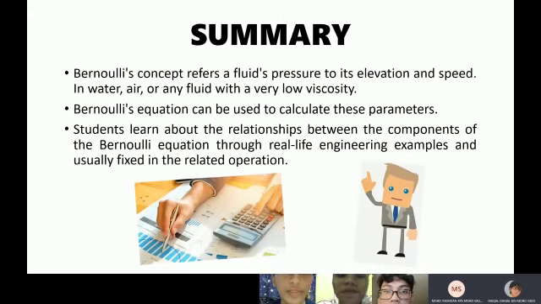For the summary, Bernoulli's concept relates fluid pressure to its elevation and speed in water, air, or any fluid with a very low viscosity. The Bernoulli equation can be used to calculate these parameters. Students learn about the relationships between the components of the Bernoulli equation through real-life engineering examples and usually fixed in the related operation.